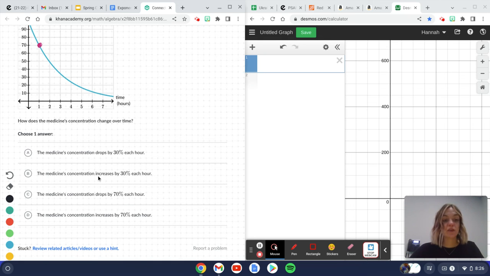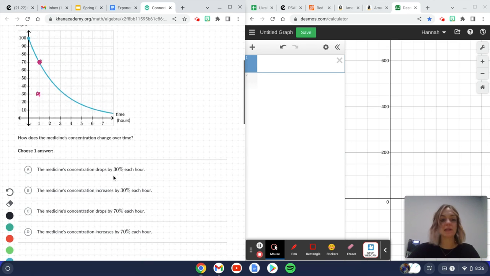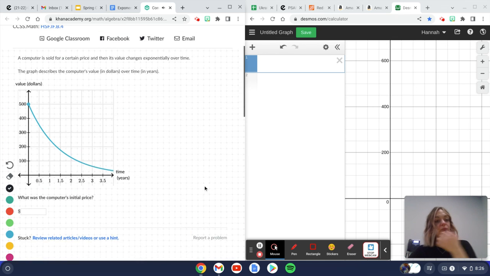The medicine's concentration increases by 30% each hour. Nope, this is a decaying function. The medicine's concentration drops by 70% each hour. If it was 70%, I would have a point down here after an hour. So it's not going to be that one. Or the medicine's concentration increases by 70% each hour. Cannot be that one because this is decaying. So that means A is the answer for me.